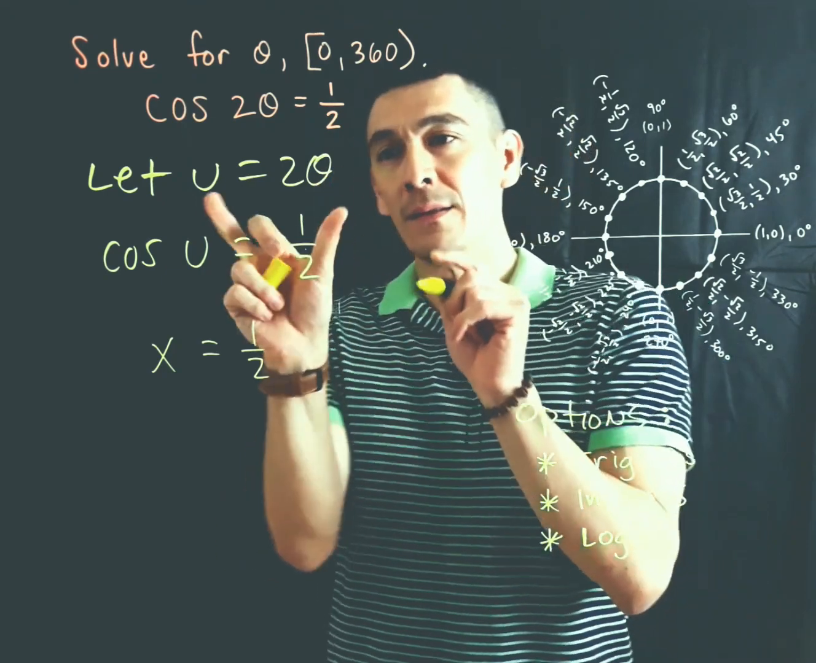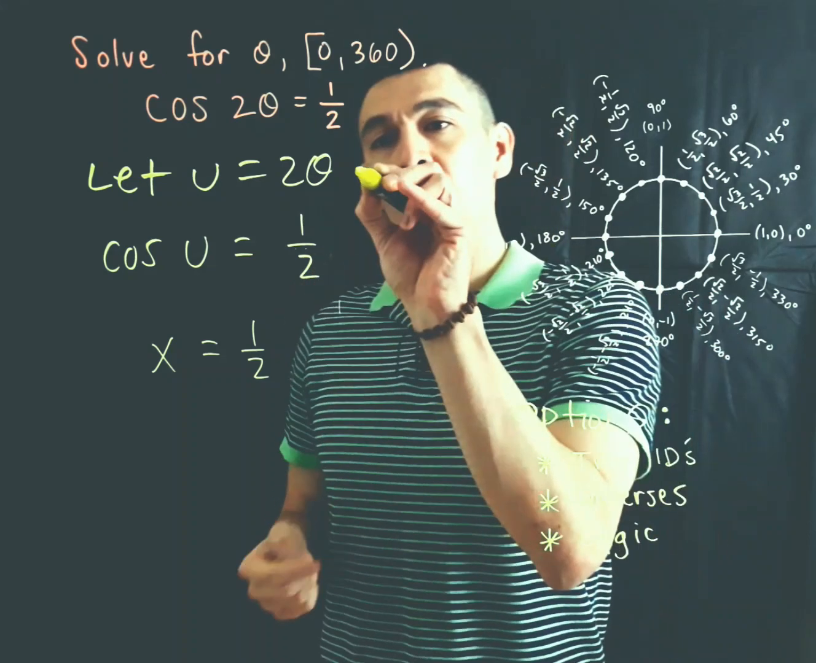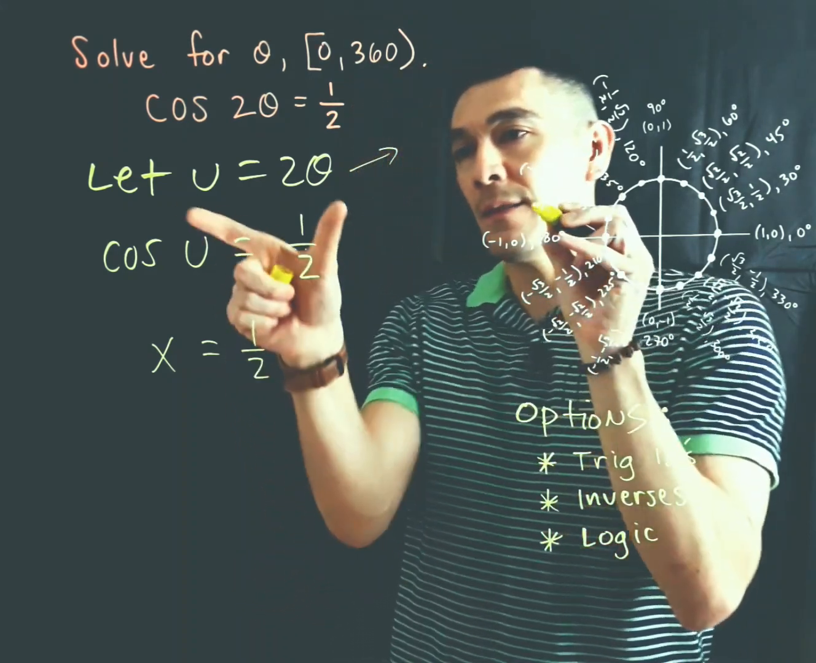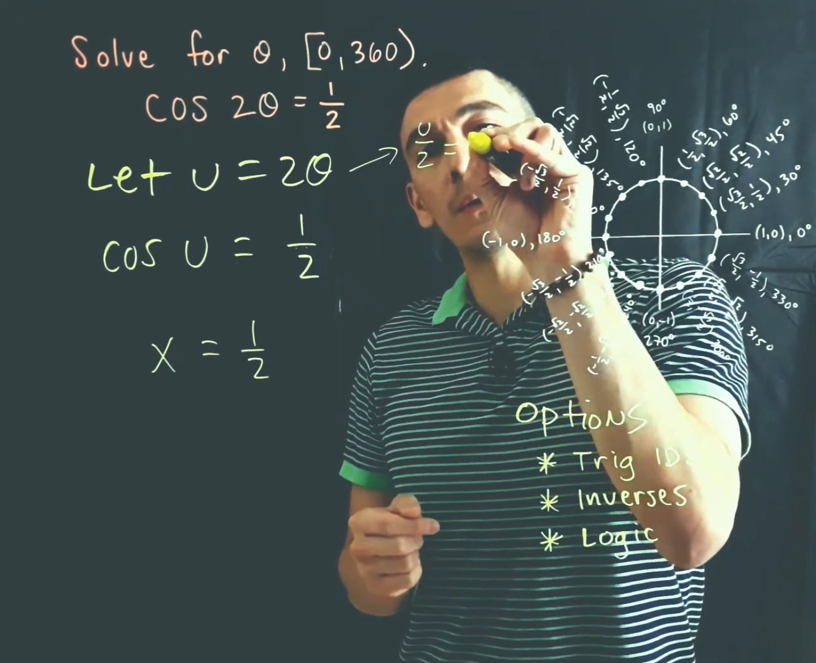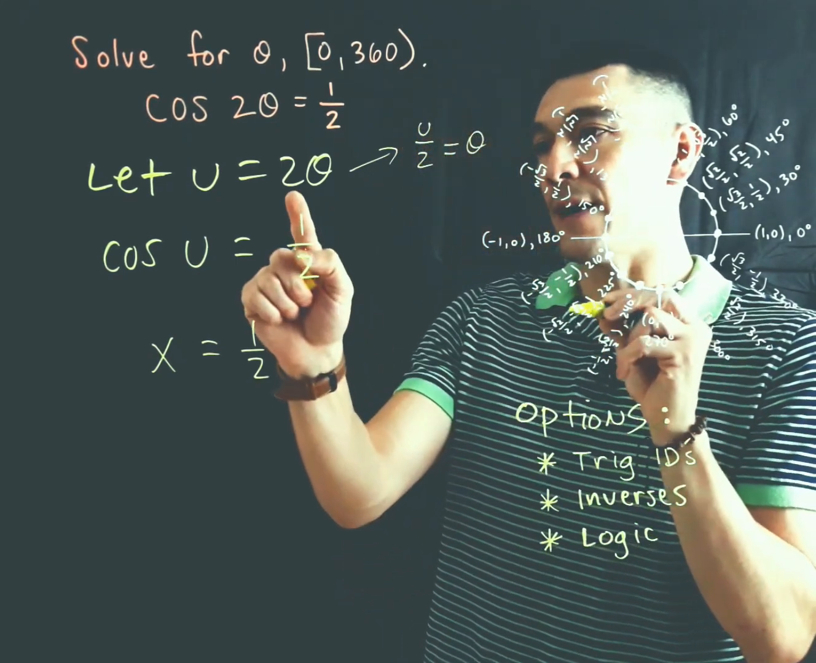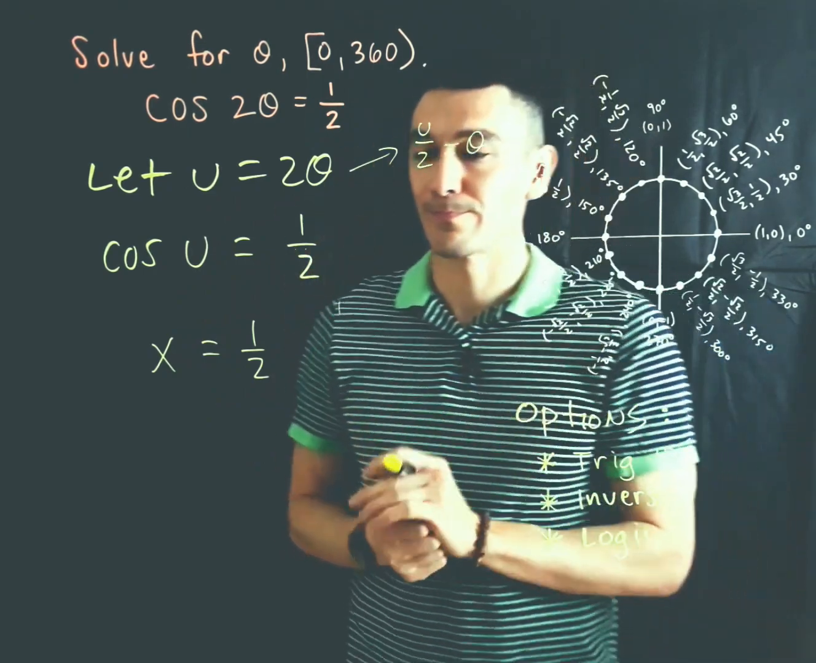Really quick comment. Let's look at this statement here. If u equals 2 theta, would you agree with me that this means that u over 2 equals theta? If I just divide the 2 underneath the u, okay? So let's just leave that alone for now.